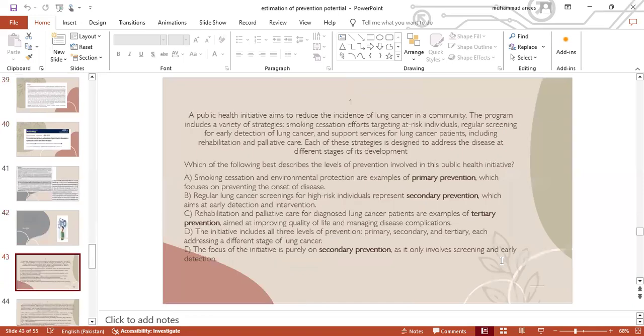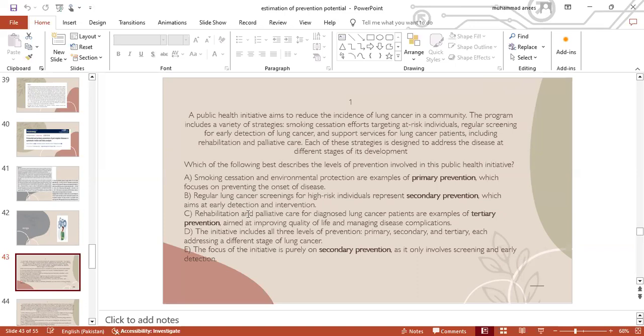Number one. A public health initiative aims to reduce the incidence of lung cancer in a community. The program includes a variety of strategies: smoking cessation efforts targeting at-risk individuals, regular screening for early detection of lung cancer, and support services for lung cancer patients, including rehab and palliative care. Each of these strategies is designed to address the disease at different stages of its development. Which of the following best describes the level of prevention involved in this public health initiative?